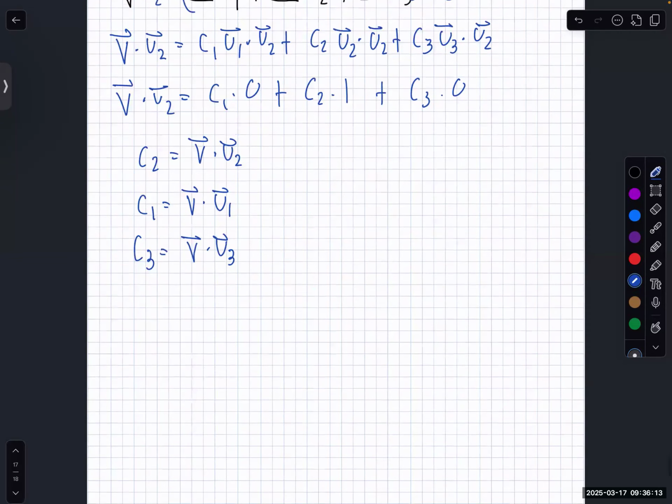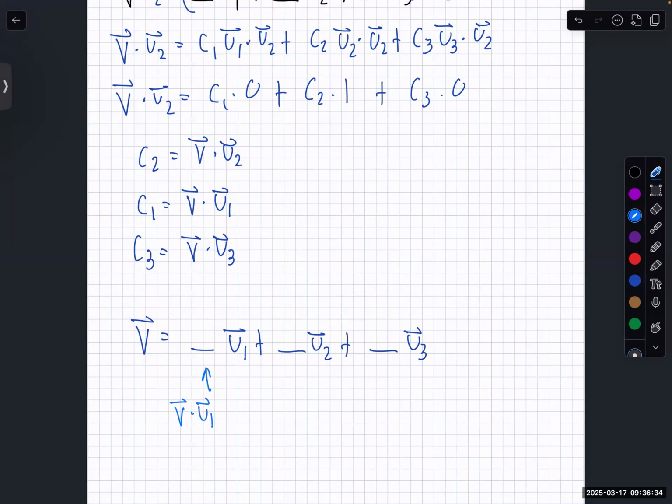Okay, so what that means is I've got my vector V. I'm trying to write it as a linear combination of U1, U2, and U3. Instead of having to solve that big system of equations, I can easily calculate these coefficients.